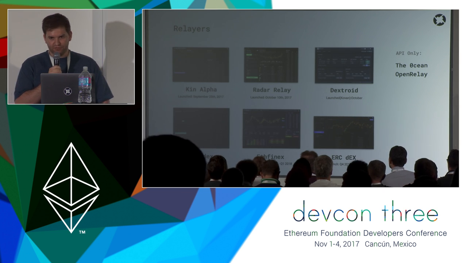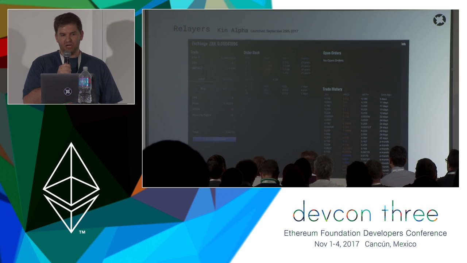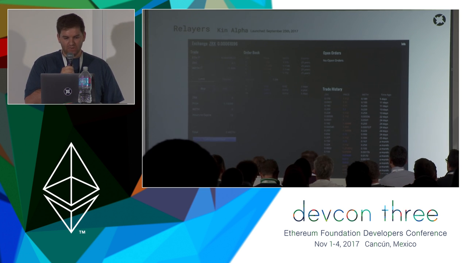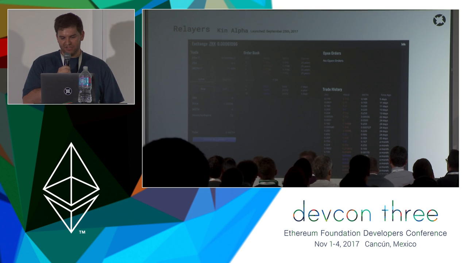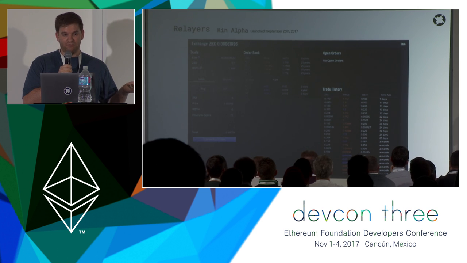So the first relayer to go live on the Ethereum mainnet is Kin Alpha. And this was created by a single developer in their spare time over the course of a few weeks. You can see that it leaves a little bit to be desired in terms of the user experience, but we just thought it was pretty amazing that someone could go and create this on their own in a matter of weeks.